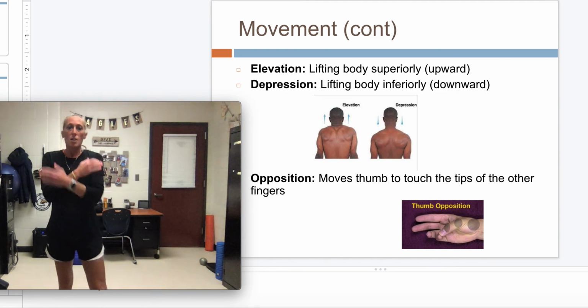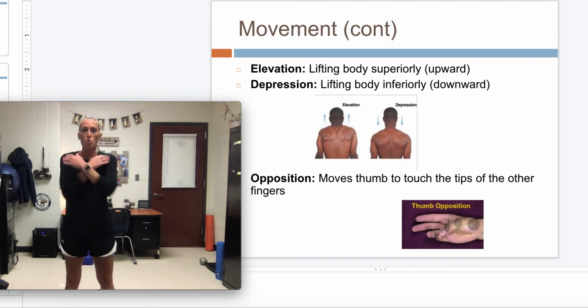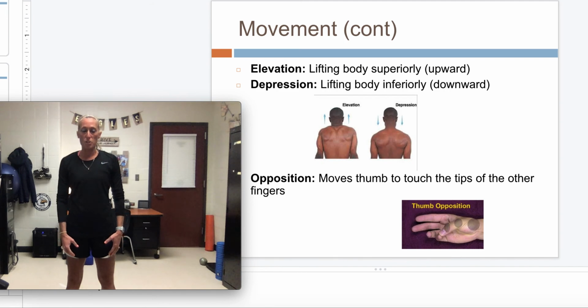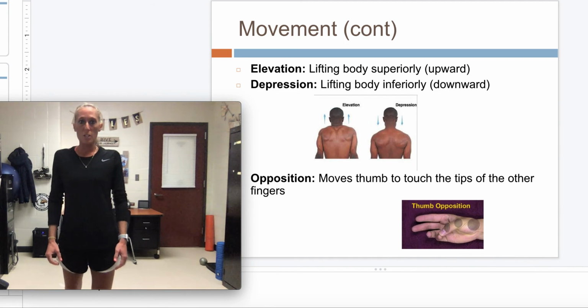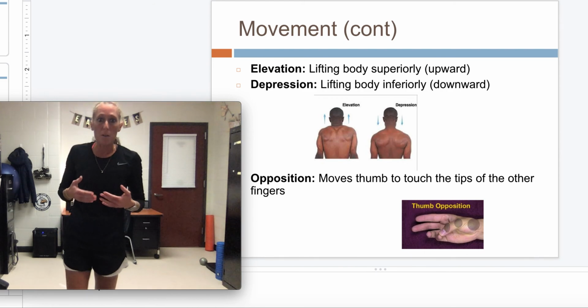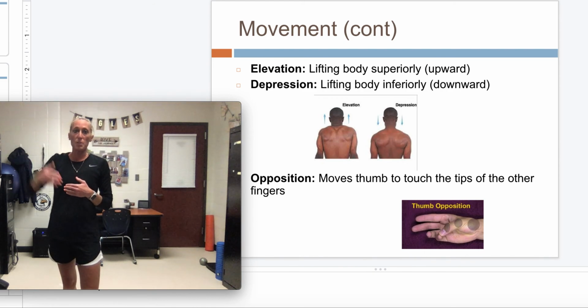Elevation and depression. Let's talk about shoulders. There's a picture on here, shoulder. This is shoulder elevation, and this is shoulder depression. Elevation and depression. The shoulders aren't necessarily sad, it's just going down. Elevation is moving up. If you're on a mountain, you're going up in elevation, you're moving up the mountain.